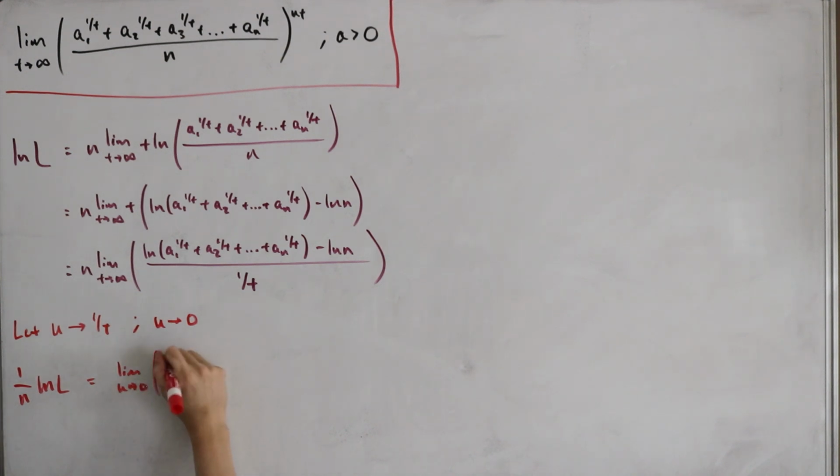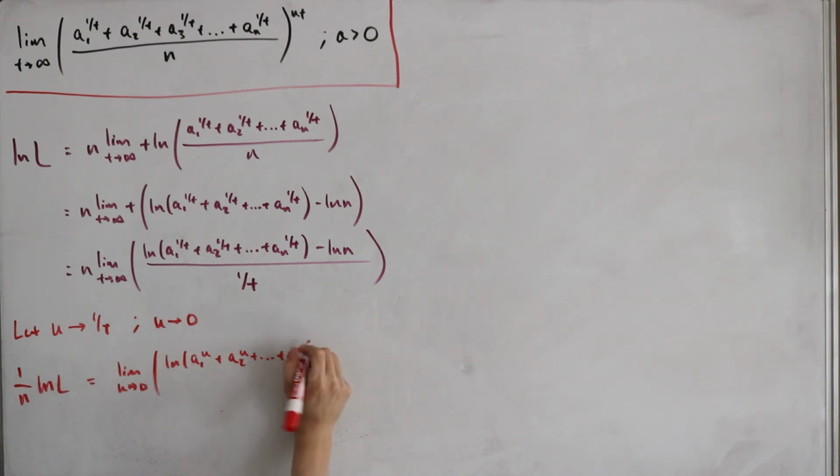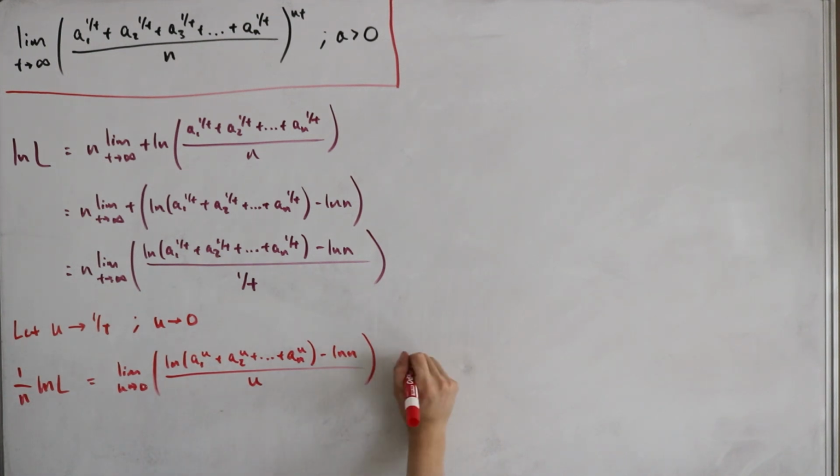And so everything is going to be the natural log of a sub 1 to the power u plus a sub 2 to the power u, all the way up to a sub n to the power u, and then close that off with minus the natural log of n, and then divided by u. Okay, and so what you'll notice is that this is going to be a 0 over 0 indeterminate form when you take the limit as u approaches 0.